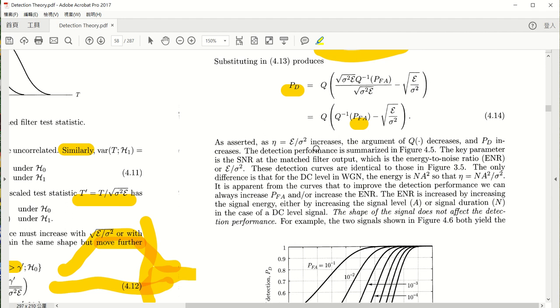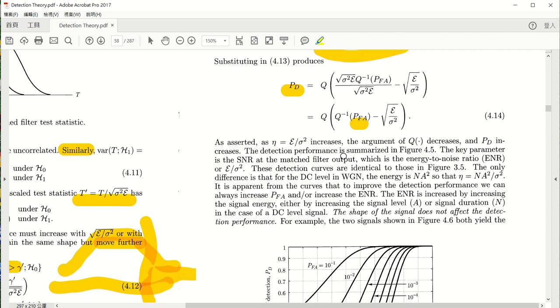epsilon over sigma square. In some cases we will call it SNR, signal to noise ratio, but mathematically you know what it is, just epsilon over sigma square, but in many cases we'll interpret it as signal to noise ratio. Okay, so PD, if this increases, then that decreases, so PD increases.